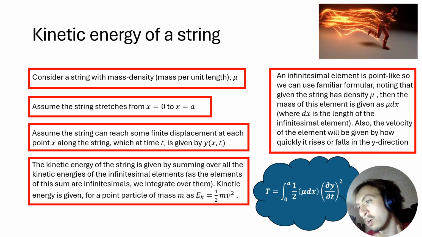So we've got half times the mass, which is mu dx, times the velocity squared, where the velocity is the rate of change of y with respect to t, and then we integrate from the start of our string, which is at x equals 0, to the end of our string, which is x equals a, to get the total kinetic energy in our whole string. Now you might notice here I put the x in the middle of this term after the integral sign.